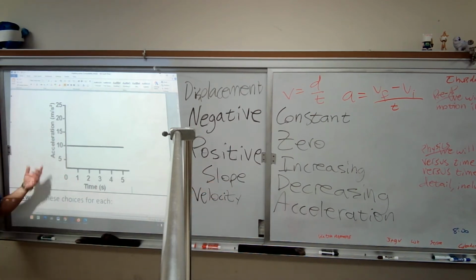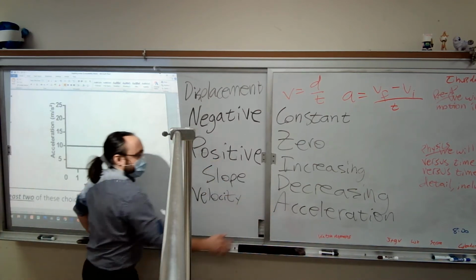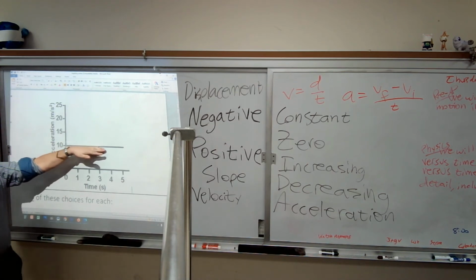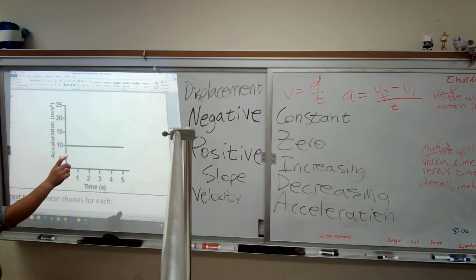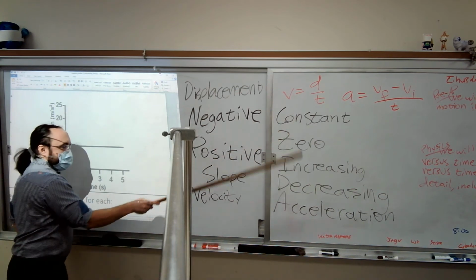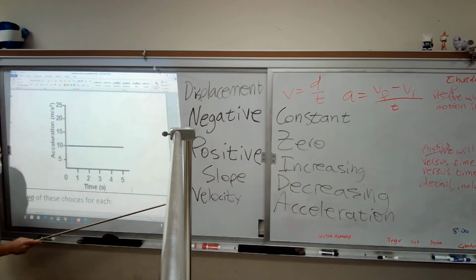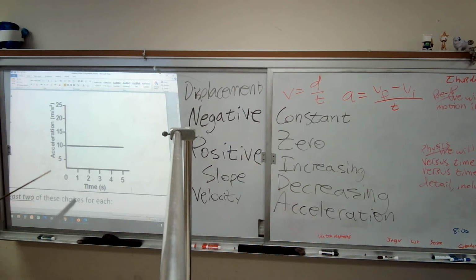So it has a positive acceleration. It's positive 10. So here we go, positive acceleration. And it's got a constant acceleration. It was 10 the whole time. Constant acceleration. There. If it has an acceleration, that means that it has an increasing velocity. So I got another one. Increasing velocity. The slope of this line is 0.